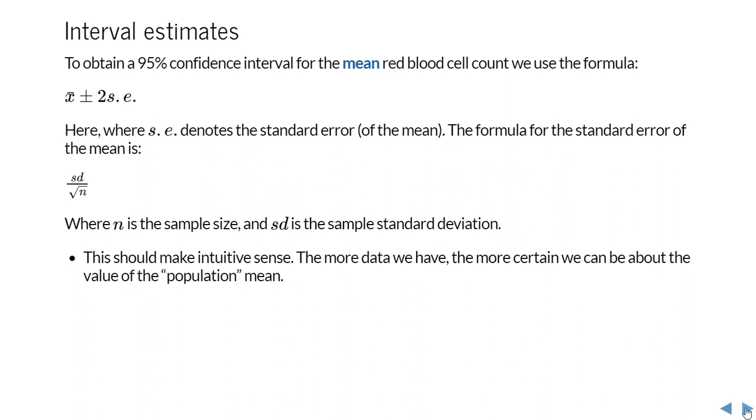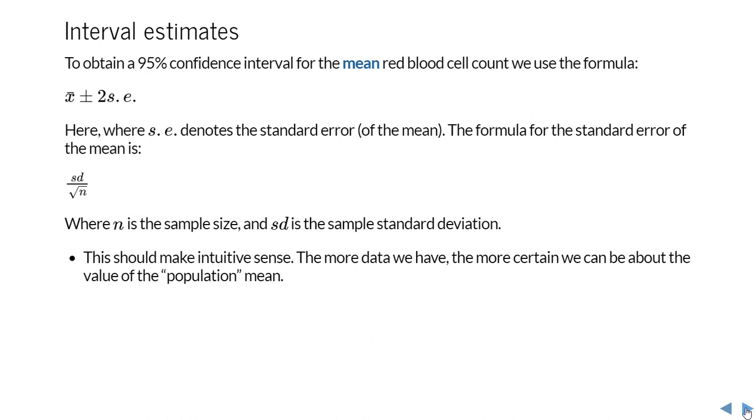And the whole idea is that we can construct a 95% confidence interval for the population mean red blood cell count using a similar formula: X bar, the sample mean, plus or minus 2 times the standard error of the mean. And the formula for the standard error of the mean is simply the sample standard deviation divided by the square root of n, the sample size.